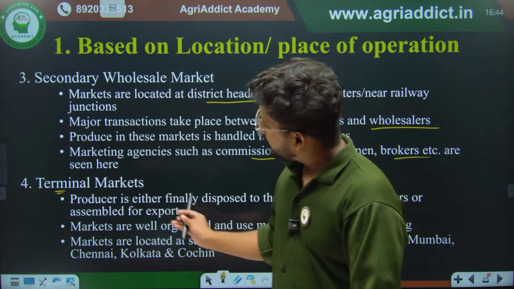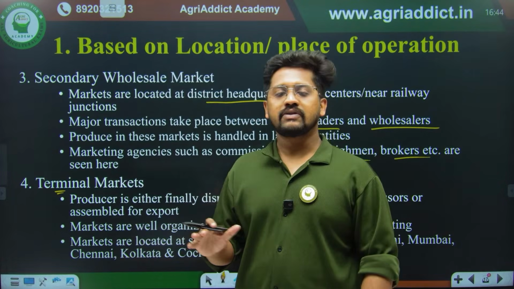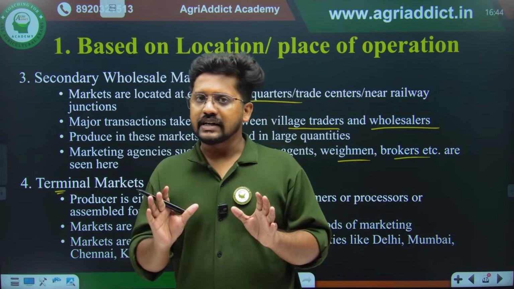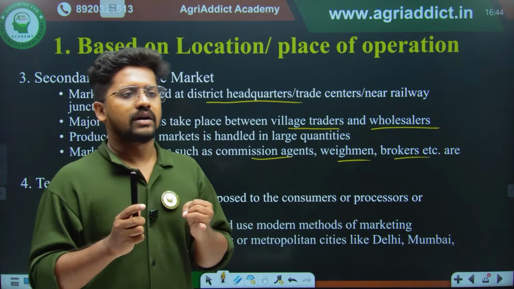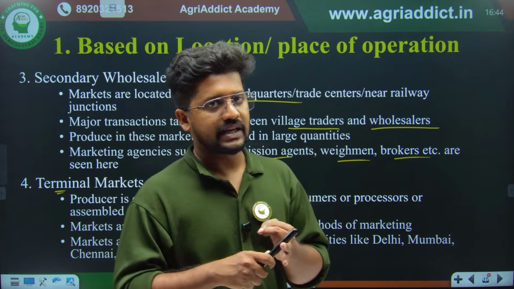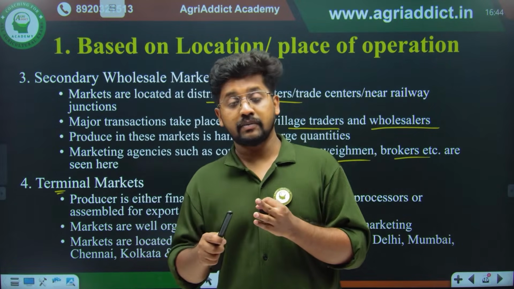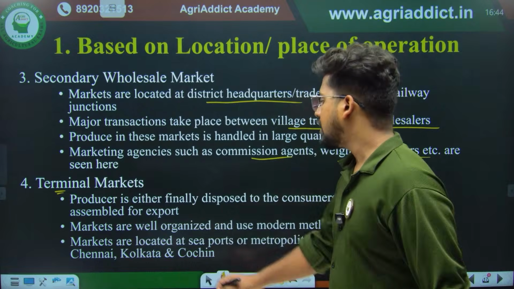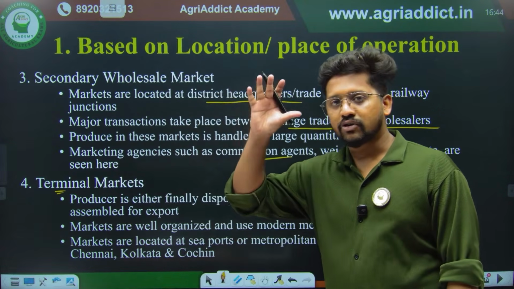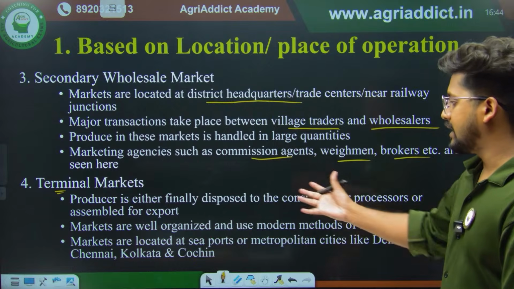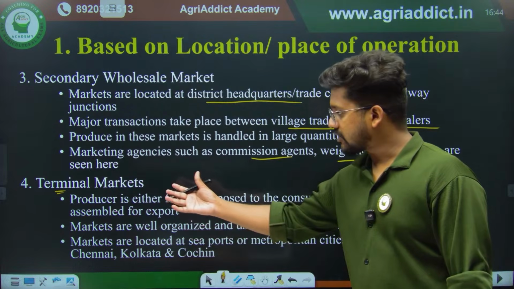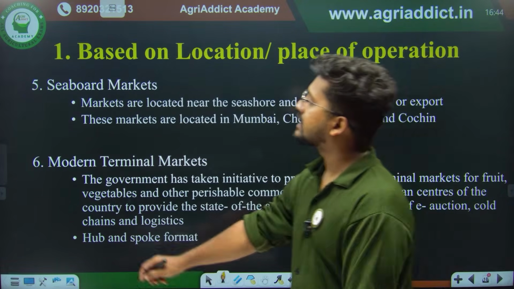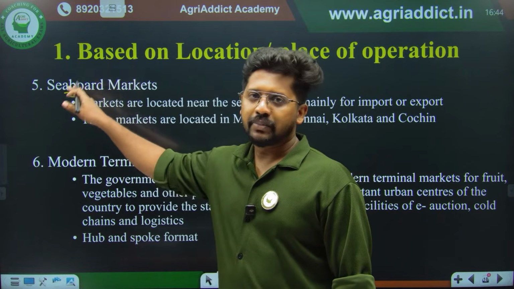When it comes to a terminal market, as we know, it will be dealing in very bulk quantities, right? So there should be adequate facilities. It will be very much developed also. It can have storing facilities, cold storage facilities, better transportation facilities, better standardization, grading and packing facilities. All these things will be there, right? So many of these markets you will see in metropolitan cities like Delhi, Mumbai, Chennai, Kolkata, and Cochin. So this kind of terminal market you can see in metropolitan cities. And finally there are seaboard markets. The name itself suggests it; you can compare this with the terminal market also.